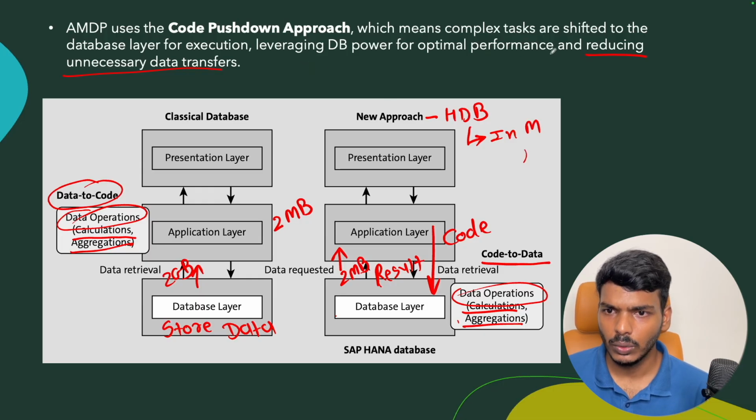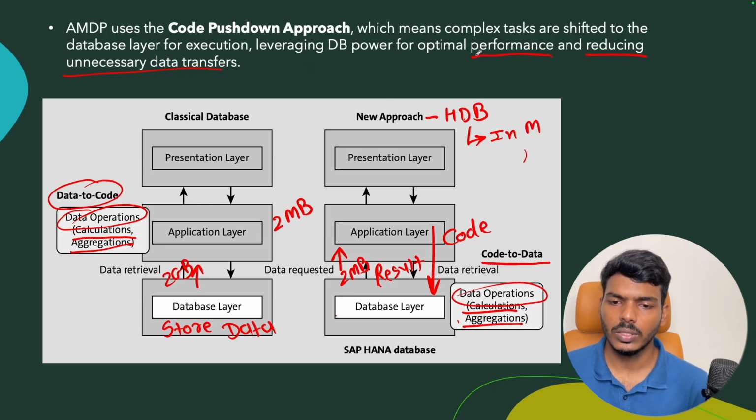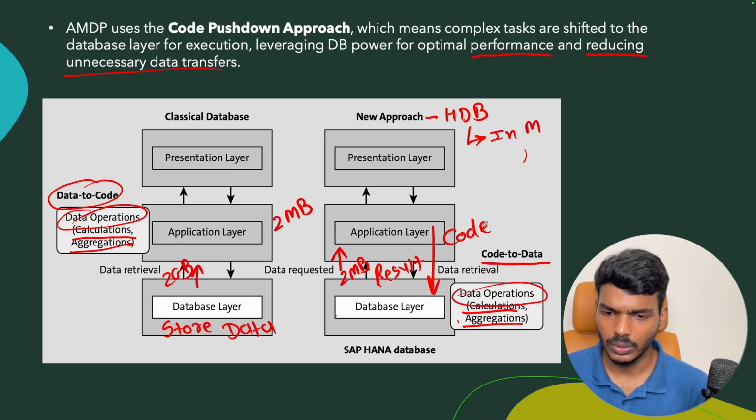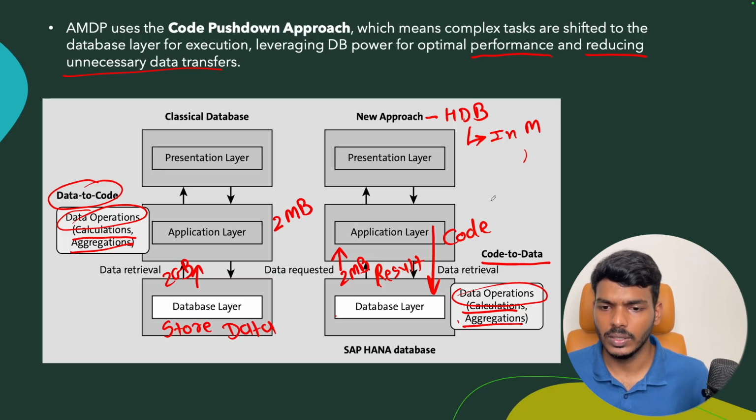If you are doing any kind of complex calculation, you can use this approach. We are pushing the code inside the database layer and getting the result out of the database layer to the application layer. That's why it is called the code push down approach. Now we will see what is the top down approach, what is the bottom up approach, and what are the benefits in the next slide.